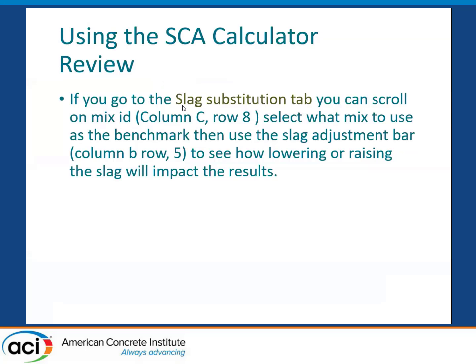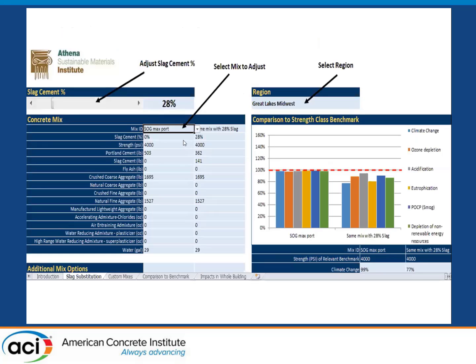So using the SCA calculator in review, you go to the slag substitution calculator and if you just want to look at it quickly on a certain mix that you're looking to use, you can use this bar to lower and raise the amount that you're looking to use. And then you can just select the mixes. Now you're going to see that the second section one is going to be the information that you had put in that current custom mix sheet.